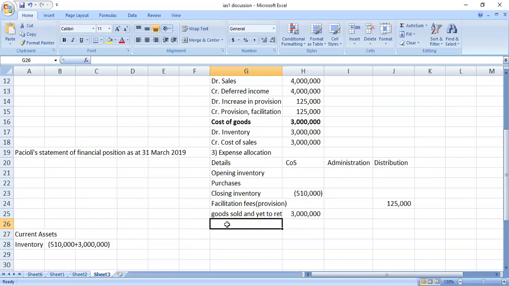how do I call it? Goods sold. So you can say goods sold and yet to return it. I put the figure right here, the 3M. It's a credit, so it's a minus under cost of sales. So we are done with note 2.